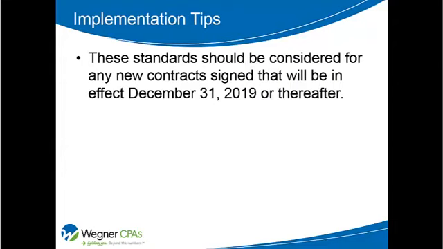All right, so this is just something for you to keep in mind. If you're working on contracts that will still be in place at December 31st, 2019, you want to start thinking about this. How would that revenue be recognized? Is this going to be an issue for us? Should we change any wording in our contract? That's what you might need to do in the next year as we move through the implementation of this standard.